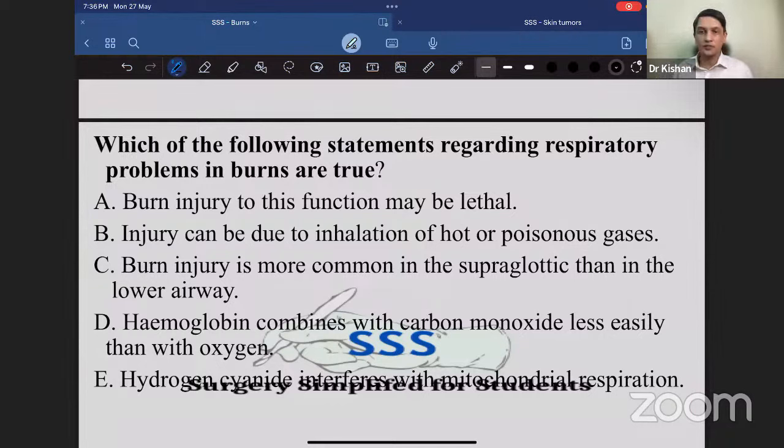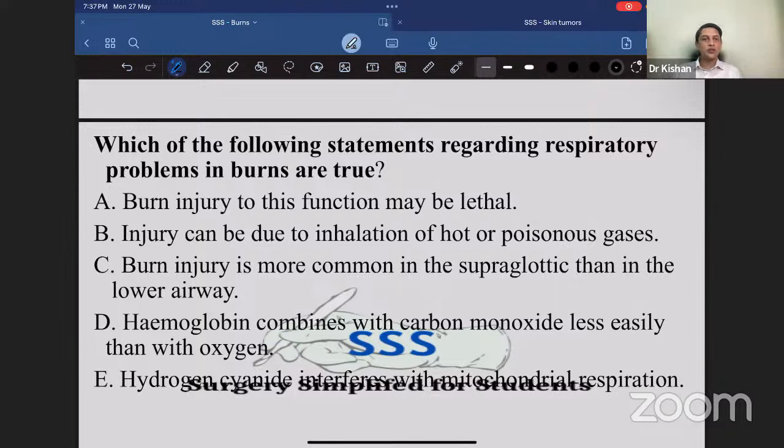So what do you think is the answer? Which of the following statements are true? Jayalakshmi is telling ABC. Vasishta is telling D is false. But none of them is correct. I mean, none of them is complete. You are right. But none of them is complete. Ezil Rasi is telling B and C are right. Can anyone give a complete answer?